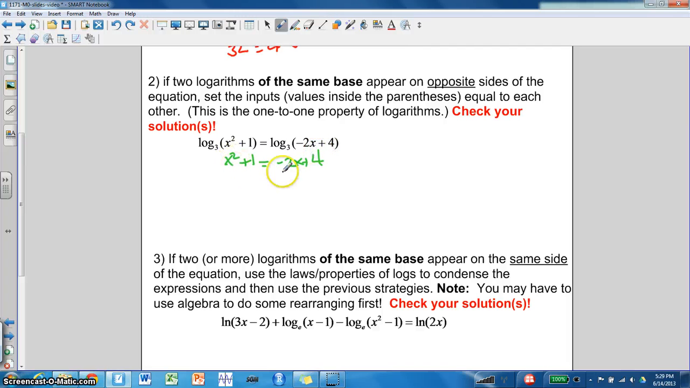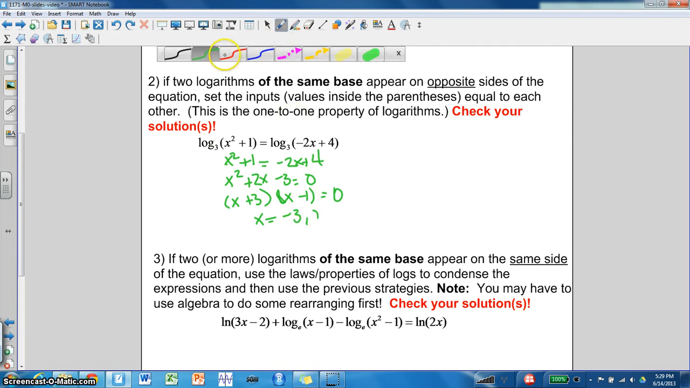Okay, and then getting everything on one side and starting to solve this quadratic equation, I have x squared plus 2x, and then I'll have a minus 3 is equal to 0. This factors as x plus 3 and x minus 1 is equal to 0, and if I solve this, x is going to equal minus 3 and positive 1. Okay. Now, again, I should check.